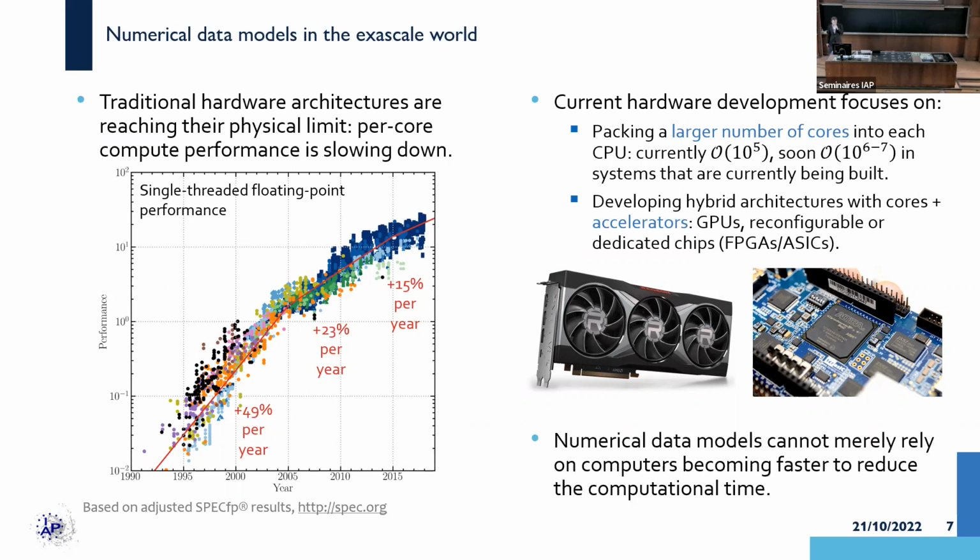Right, so all of this means that it used to be true that to run a bigger cosmological simulation, we just had to wait for computers to get bigger themselves. That's not quite true anymore. It means that numerical data models cannot merely rely on computers becoming faster in order to reduce the computational time.